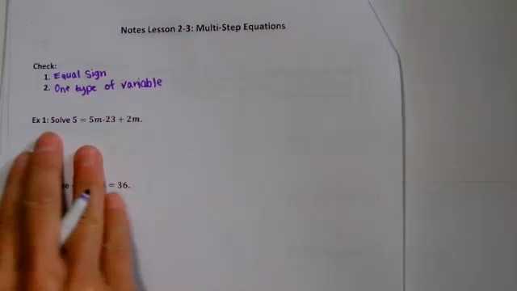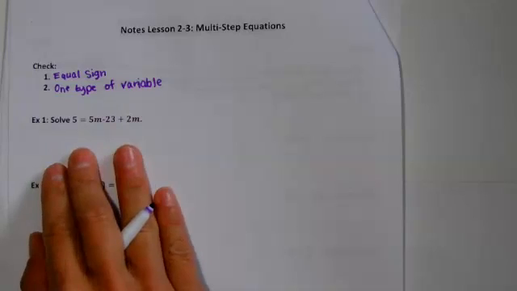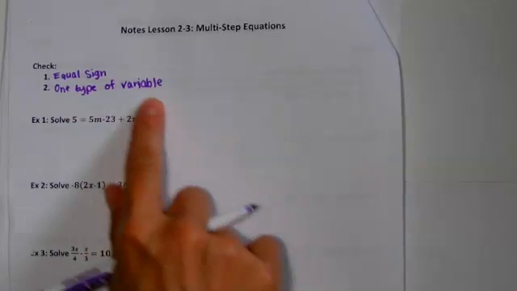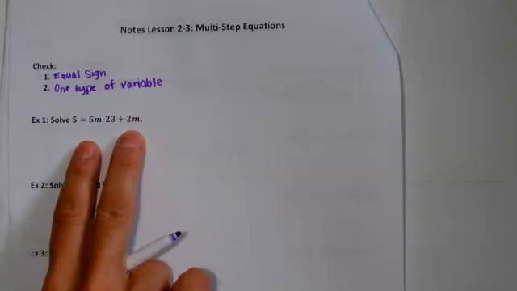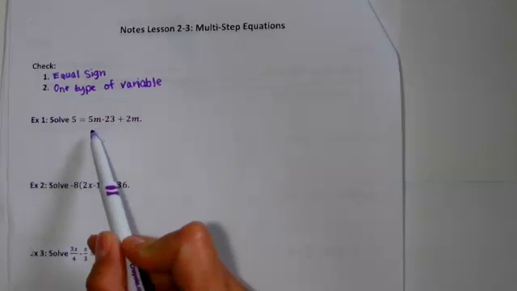This is very similar to where we're starting off. It's telling you to solve 5 equals 5m minus 23 plus 2m. The only difference is we have two spots now that have variables, right? But they're both m. So what we want to say is, okay, they are both on the same side of the equal sign, right? So what we can do is combine like terms.